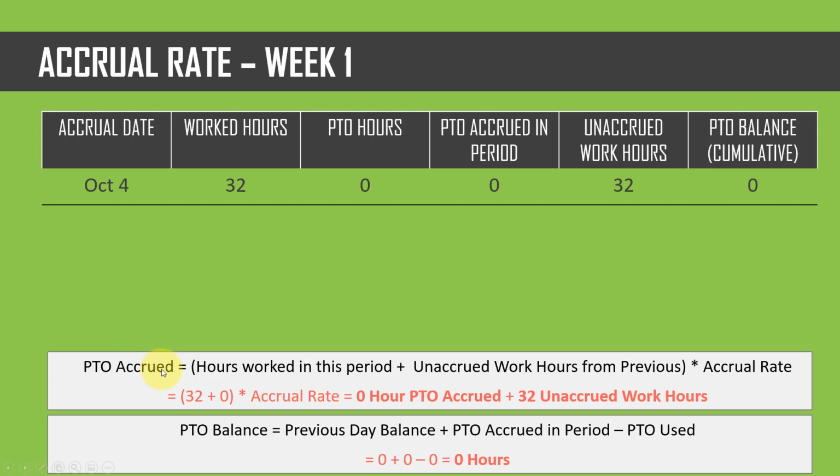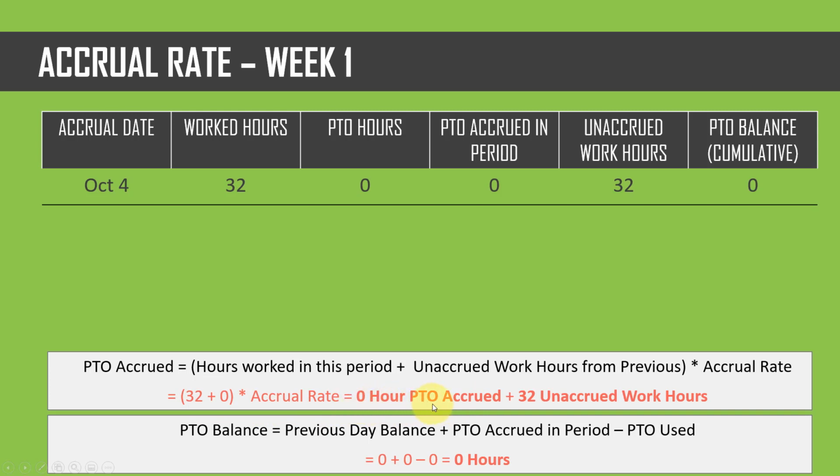The formula for PTO accrued in the period is nothing but the total hours worked in the period plus any unaccrued work hours from the previous period, and then apply the accrual rate to that. In this example, because this is the first week of accrual, the hours worked in this period is 32. There's nothing unaccrued from the previous period, so that's 0. And then we end up with 32 hours total times the accrual rate. Accrual rate is 1 hour of PTO per 40 hours worked. But the employee has not worked 40 hours yet. That means the employee will not get anything accrued.